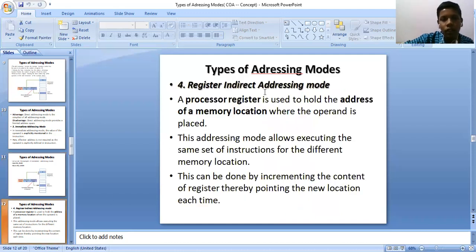The fourth one is register indirect addressing mode. A processor register is used to hold the address of a memory location where the operand is placed.